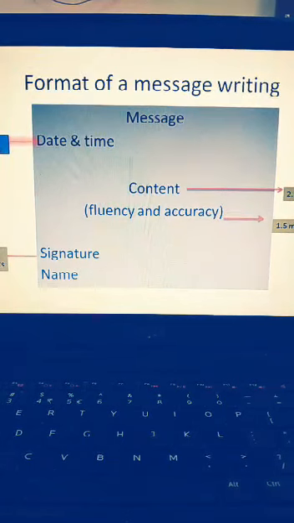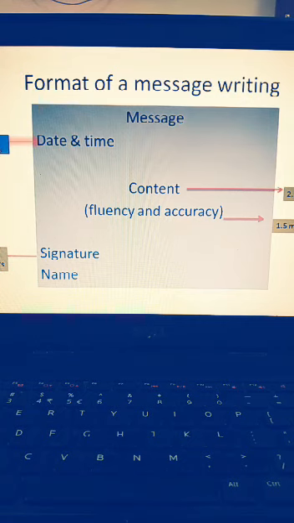The next one is about the format of message writing, which is again a really important thing to understand. It should be clear in your mind, students, that the correct format is going to give you full marks. Similarly to notice writing, the message is also written in a box.